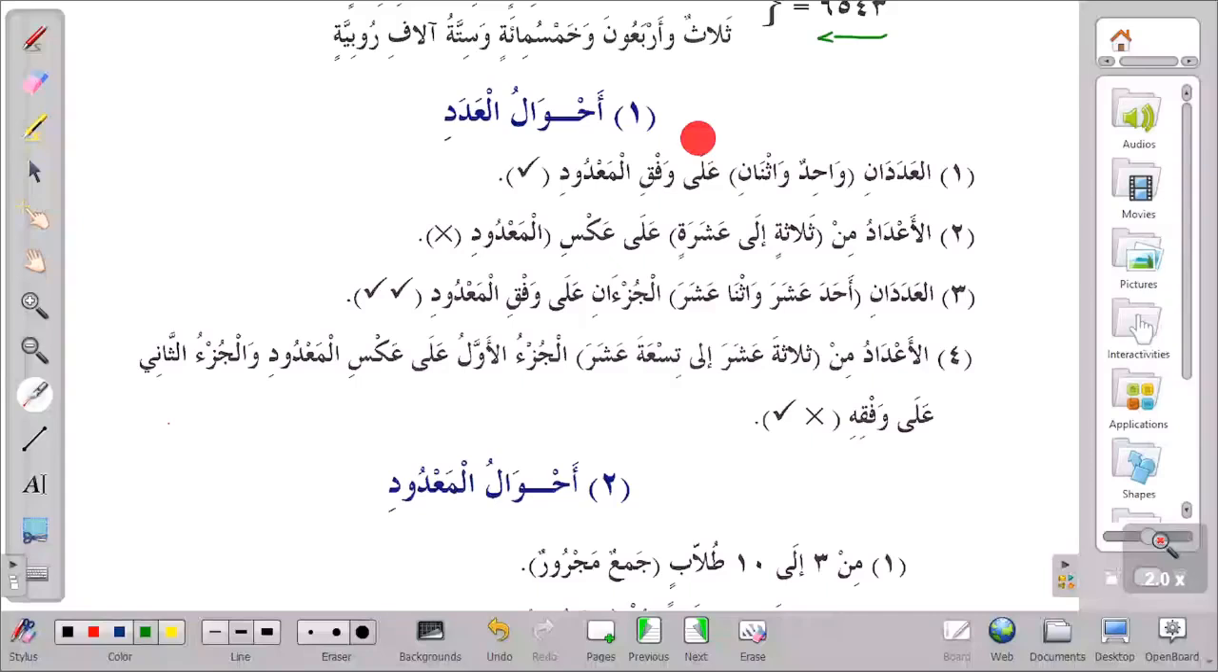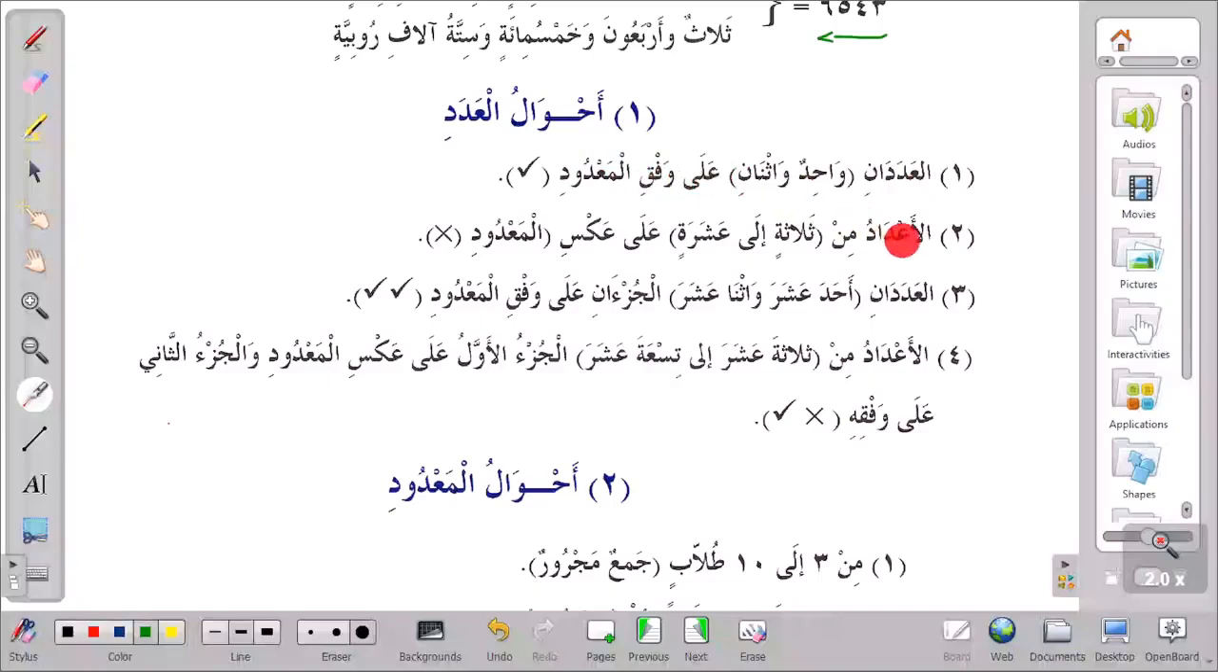But if I want to say one bag, okay, one bag, I will say haqibatun wahidatun. You see, they have to agree, 1 and 2. Okay, when we're counting 1 and 2, they must agree. Ala wafqi, they are in agreement. The adad and then the ma'dud, they are in agreement in terms of gender.